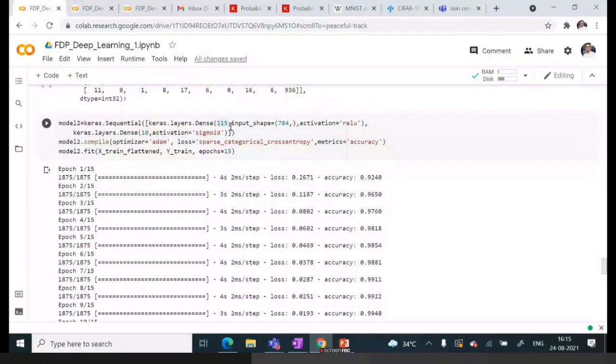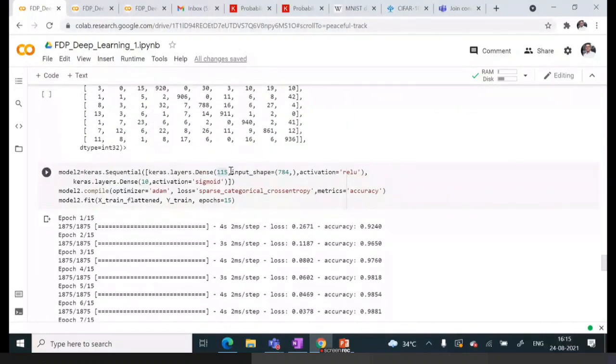So the idea is there are more weight parameters in your model 2 as compared to model 1, because now this is also your dense layer, and roughly 700 into 100, this many weight parameters will be increased in this particular case. This is nothing but 70,000, right? 70,000 weights are increased now. So in order to update them, more time is required, right?